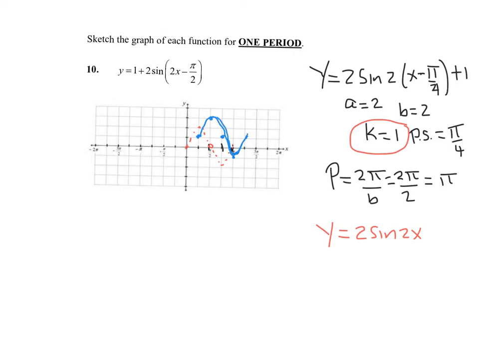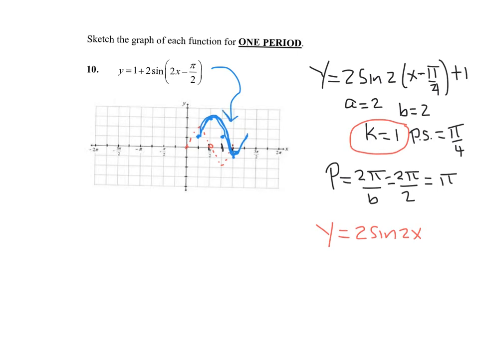So that's my sketch. And I was only told to graph just one period. So that's how it's going to look. And I can extend that if I wanted to, but I just need one period. So that's how to graph it.